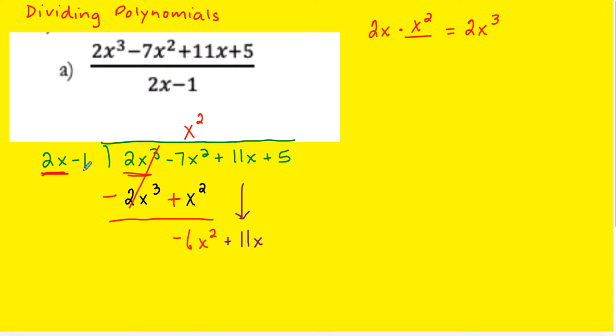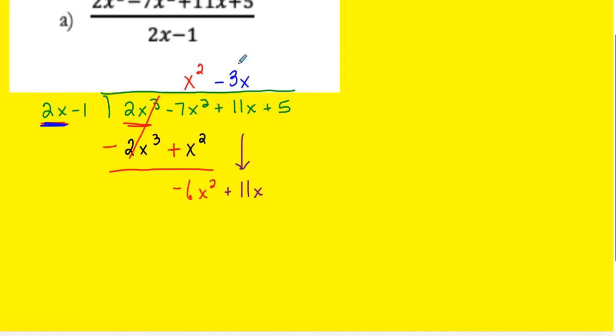All right, and now we're going to start over, and we're going to say 2x times what would give me negative 6x squared, which would be negative 3x. So now we multiply negative 3x times the entire term. Negative 3x times 2x gives me negative 6x squared. Then negative 3x times negative 1 is going to give me positive 3x. Then we subtract. This becomes positive, this becomes negative, and then we get 8x, and we bring down the 5.